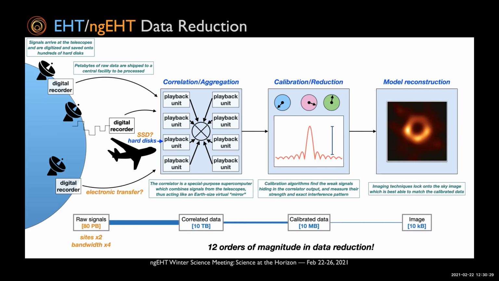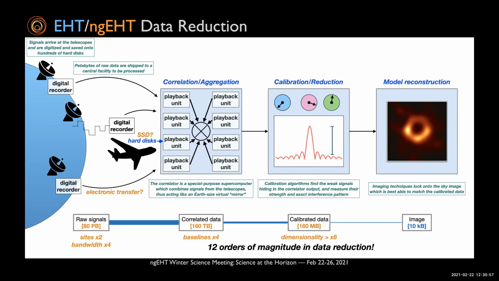And also, to increase the agility of the array, we would very much like to go to an electronic transfer mechanism. Of course, it's difficult considering the large bandwidths involved. For the correlators, we have double the sites but quadruple the baselines. So the correlator output data, assuming the same aggregation, is increased by a factor of 4. So it's quite a large correlator output.